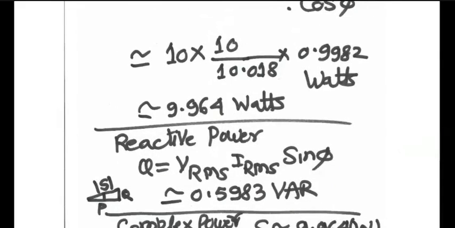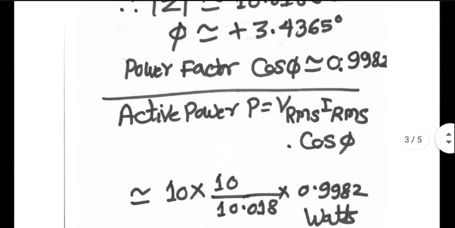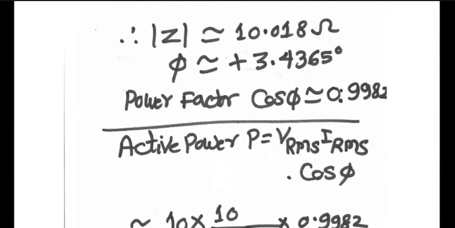Reactive power is Vrms, Irms, sin phi. Now be careful. Phi is 3.4365 degrees. Take sine of that. The sin phi value would be very small.